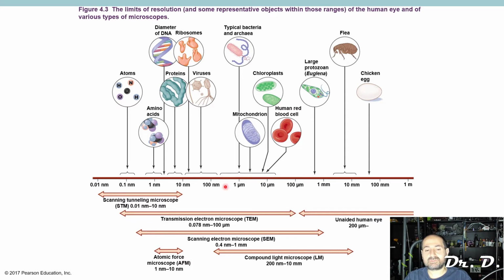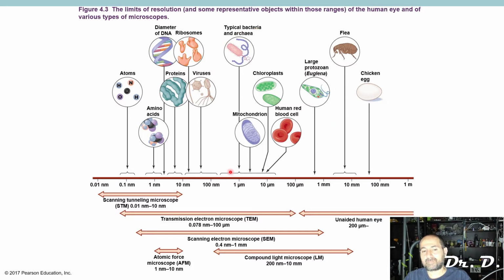So what are you going to be able to see with the light microscope? Down to 0.2 micrometers. That means you're going to be able to see bacteria and archaea. You're going to be able to see mitochondria, chloroplasts, human red blood cells, larger protists like the protozoan Euglena, right? That's what you're going to be able to see. It's perfect for looking at cells.